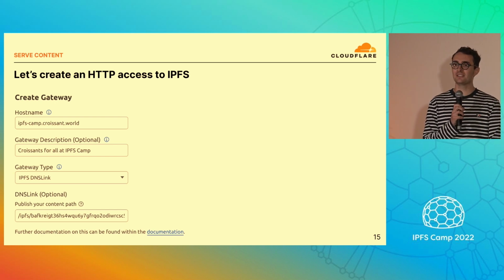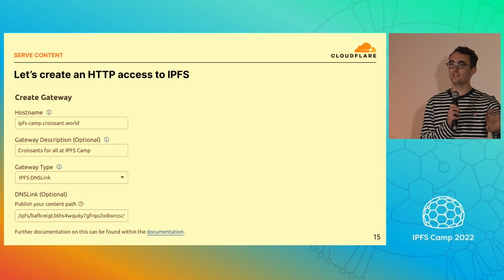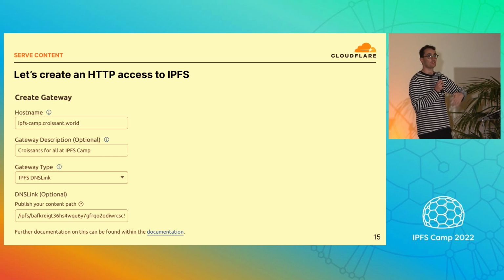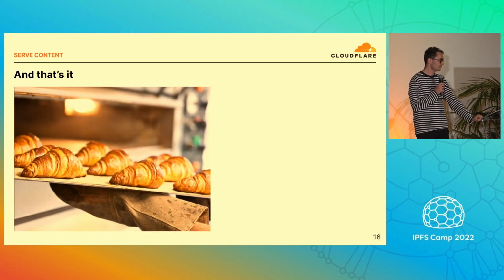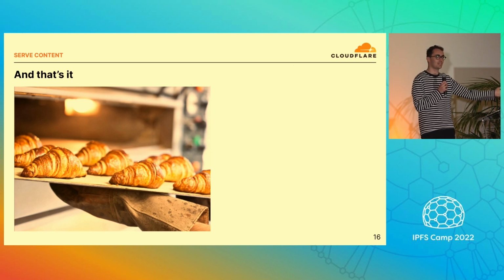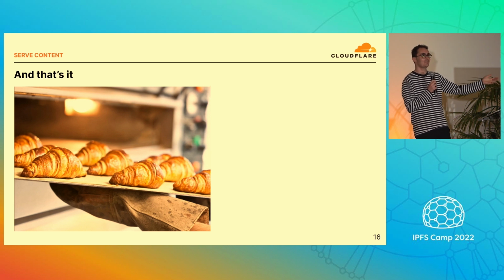This is a DNSLink gateway. I won't touch on what DNSLink is, but in short, it's a way to associate a DNS domain to a CID, which is an IPFS content. And because we said we want a DNSLink gateway, we're also pointing it to some content that is on IPFS. In this case, it's the complex line you see at the end, /ipfs/bafy something. And that's it. If you were to go to ipfscamp.croissant.world in your web browser, you would see this croissant picture. And so from IPFS, from HTTP, that's it.